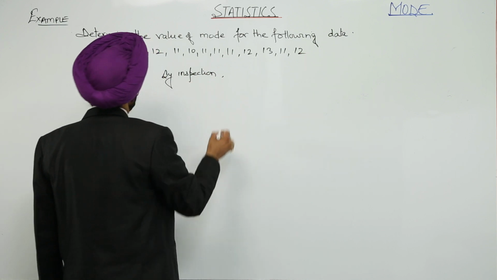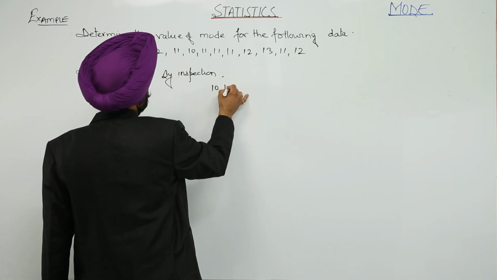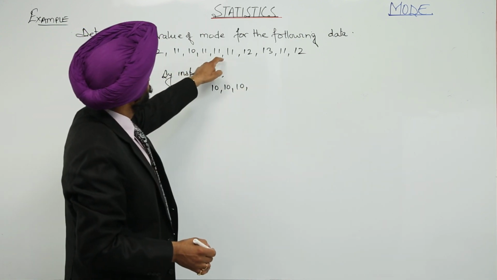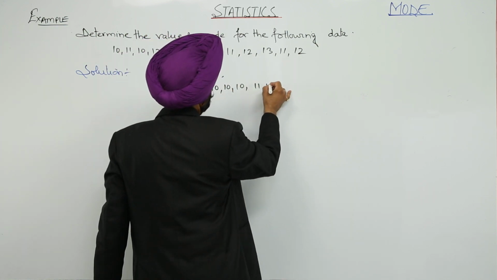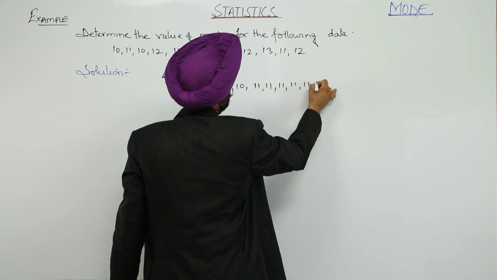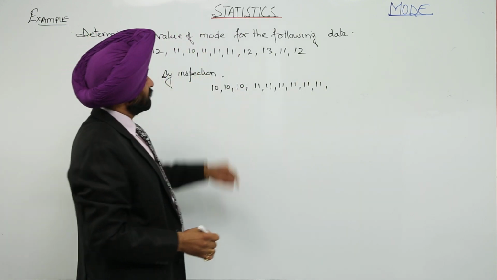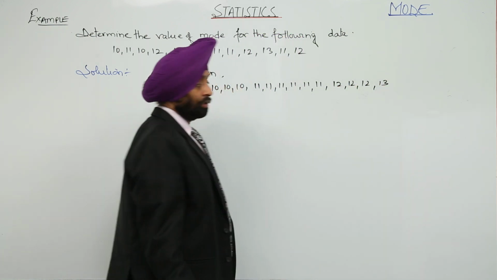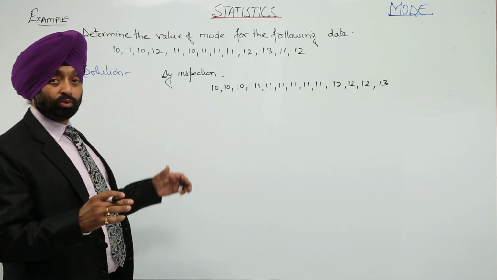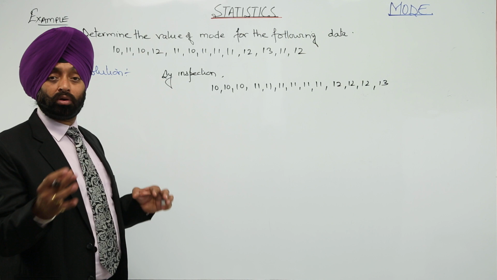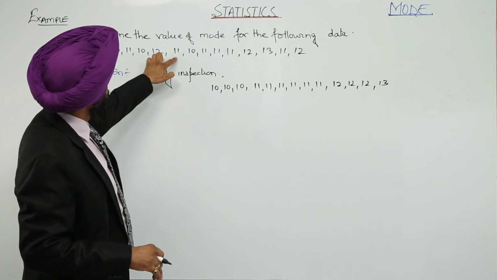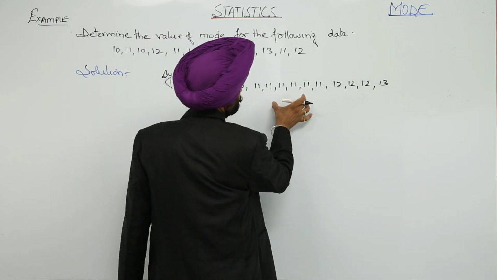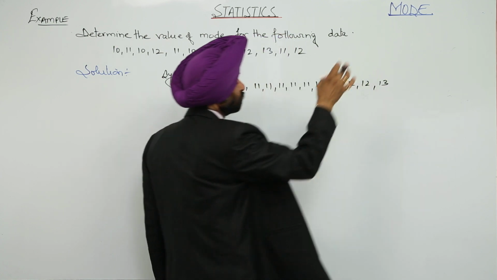By inspection we have 10, 10, 10. It is 3 times. Then after 10 we have 11, which appears 1, 2, 3, 4, 5, 6 times. Then 12, 1, 2 and 3 times. And then 13. Now the second important thing is to count, so you should be sure that you have not left out any of the data. 1, 2, 3, 4, 5, 6, 7, 8, 9, 10, 11, 12 and 13. Just check it: 3 plus 6 is 9, plus 3 is 12, plus 1 is 13.